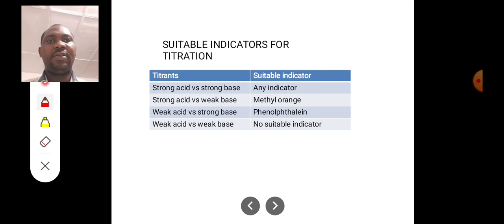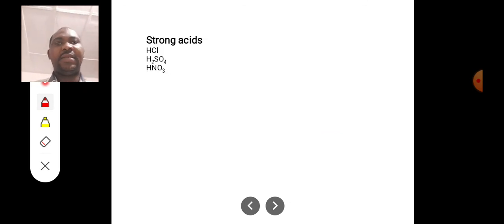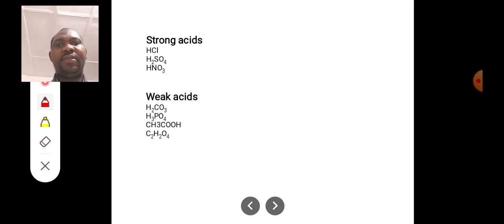So please note that. Now, these are examples of strong acids, so that we know. You have HCl, H2SO4, HNO3. That's hydrochloric acid, sulfuric acid, and nitric acid. Then see examples of weak acids. You have H2CO3, that's carbonic acid. You have H3PO4, that's phosphoric acid. We have CH3COOH, that's ethanoic acid. We have C2H2O4, that's oxalic acid, or what you call ethane dioic acid. Those are examples of weak acid, and they should be taken note of.